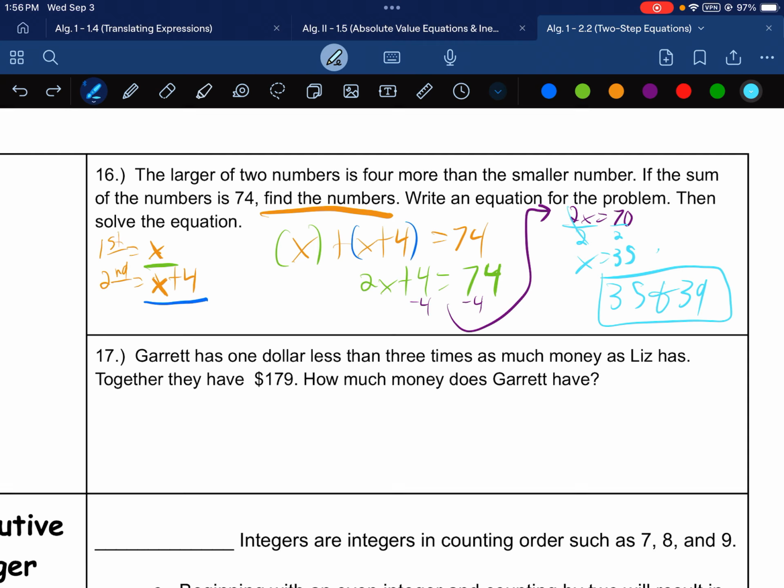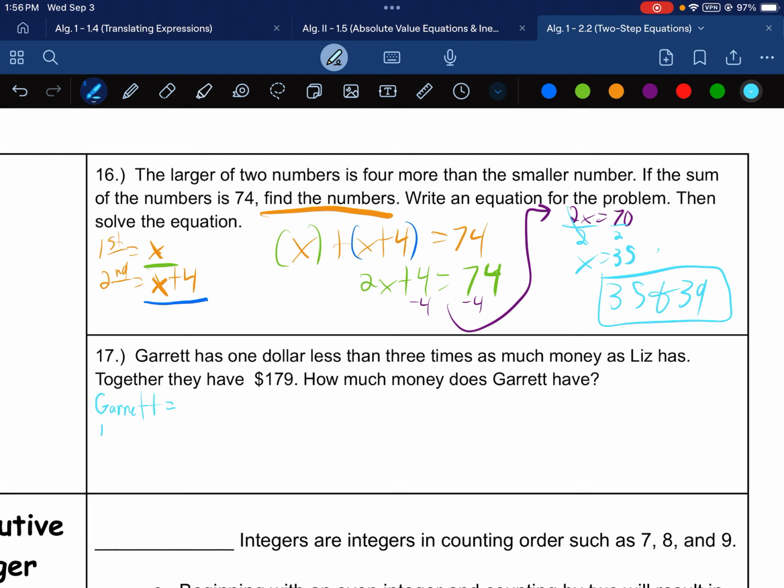Number 17. Garrett has $1 less than 3 times as much money as Liz has. Together they have $179. How much money does Garrett have? So we're trying to once again figure out two different people's amounts, similar to how we had two different numbers. We have two different variables here, the amount of money that Garrett has and the amount of money Liz has. And similar to number 16, all the information is key here.